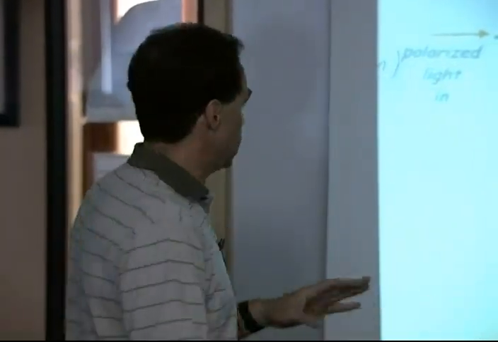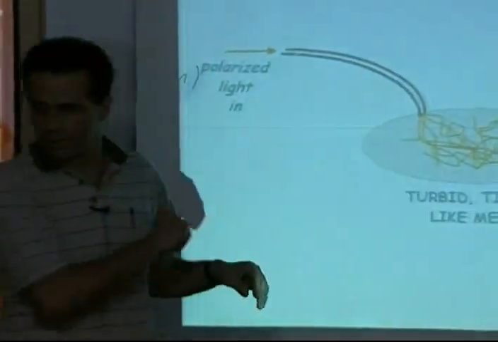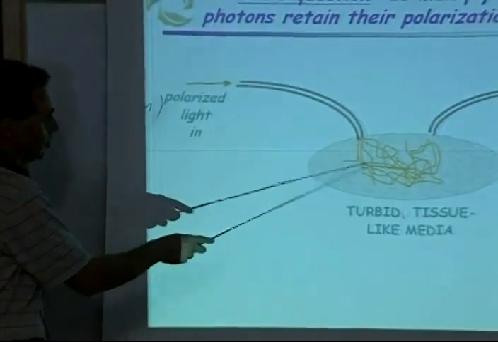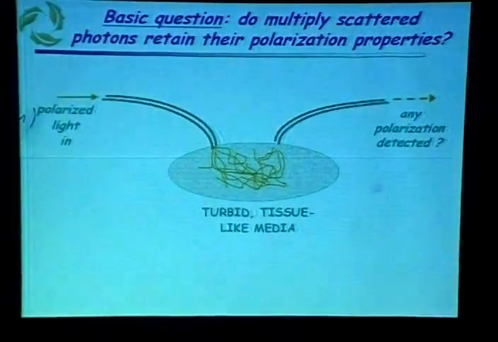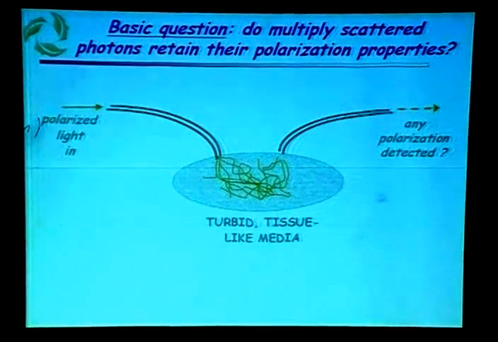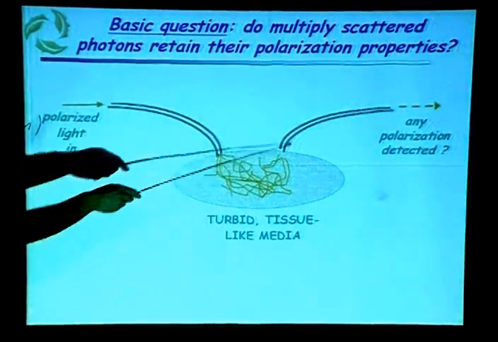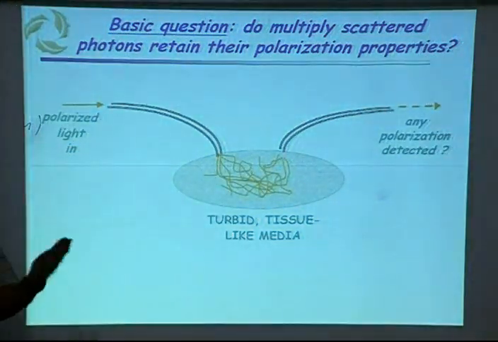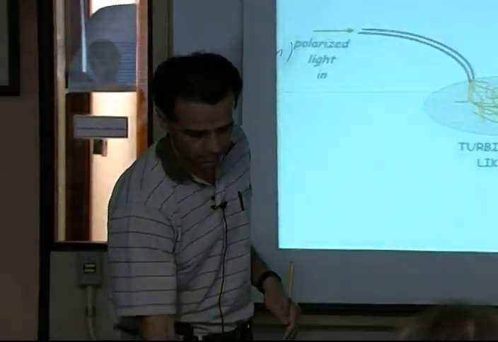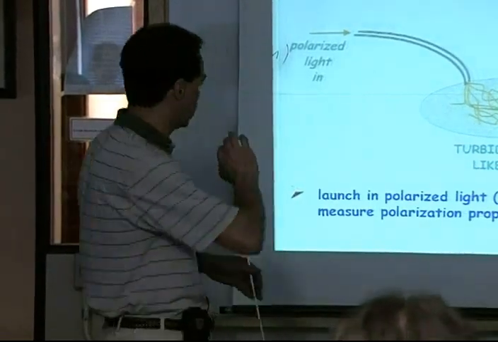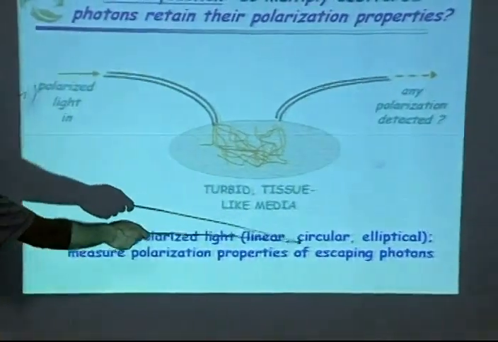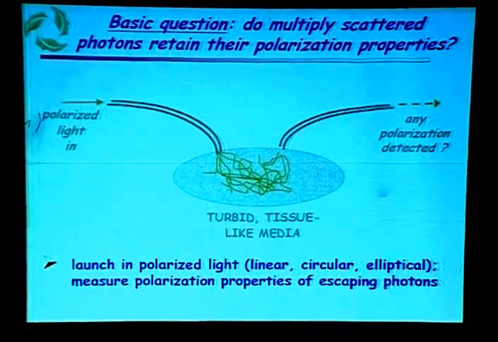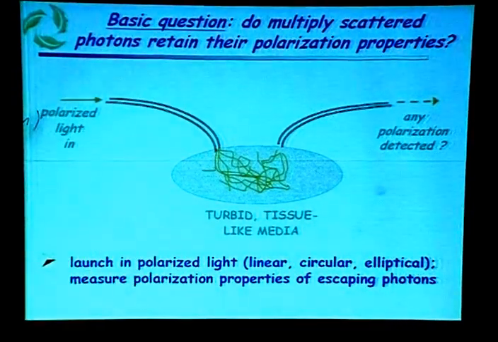So the basic idea is you take light and you shine it into tissue. It scatters many, many times. So it zigzags, multiple scattering. So if you shine red light, you see this big diffuse glow. That's multiple scattering. And some of the light escapes, comes out. Is there any polarization left? And if the answer is yes, what can you use it for? So you launch in polarized light, linear, circular, elliptical, any other states of polarization, and some of it is retained upon return. And you measure these polarization properties of the light that comes out.